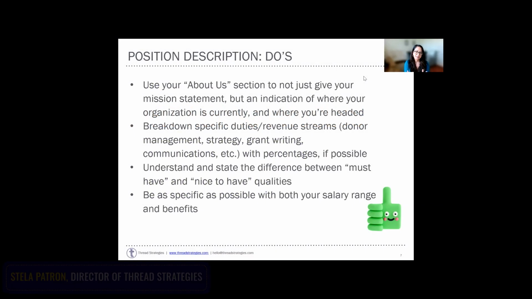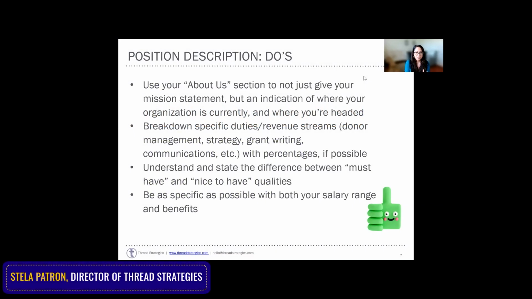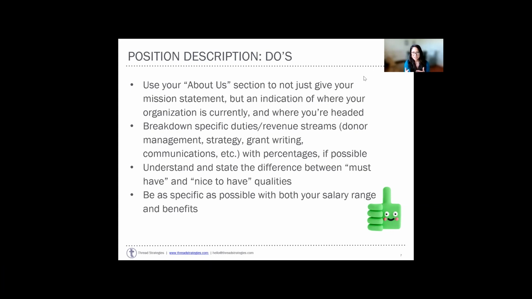Advice is to use your About Us section to not only give your mission statement, but really an indication of where your organization is currently and where you're headed. So for example, are you initiating a new program? Are you about to celebrate an anniversary? Are you embarking on a capital campaign? Be as specific as possible when it comes to something that could potentially affect this person's role or something they're going to need to do right when they start in their position.